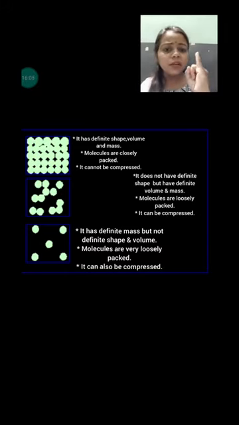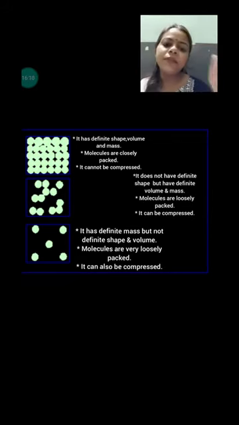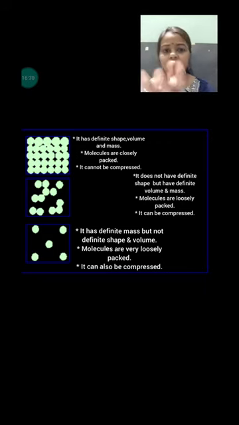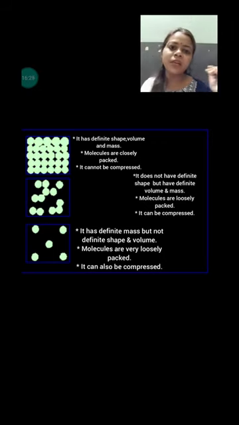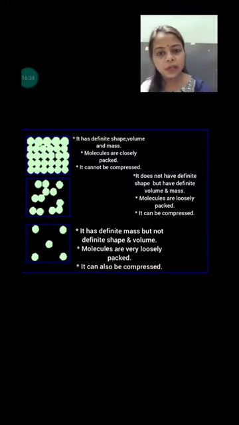Second, about the liquid. Liquid has a definite volume and definite mass, but not a definite shape. It will take the shape of the container in which it is kept. If I keep water in a bucket, it will take the shape of the bucket. If I keep water in a glass, it will take the shape of the glass. So the shape is not fixed, but the volume and mass are fixed. They are loosely packed as compared to the solid, but very close as compared to the gas, and they can be compressed.